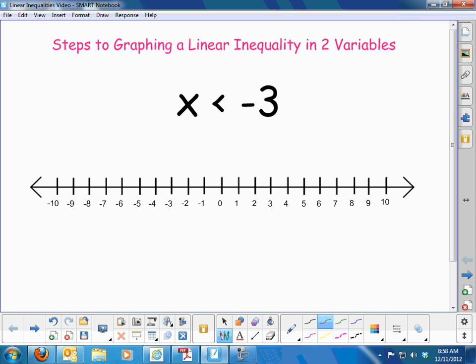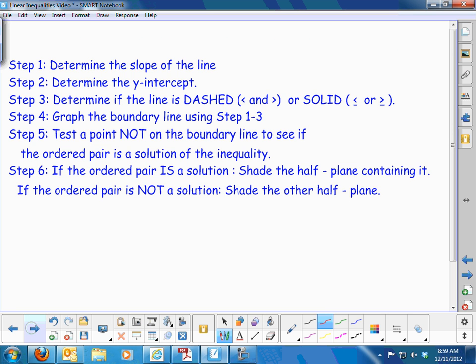I see that it has less than and -3, so I'm thinking, is this an open circle or a closed circle? Less than means I'm not including the number, so it's going to be less than -3, and I draw my line. So this is the graph of x is less than -3. We're going to take all the information we know about inequalities, and we're going to use that when we talk about two variable inequalities.